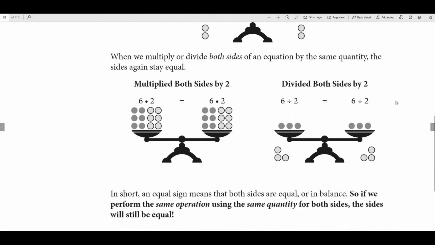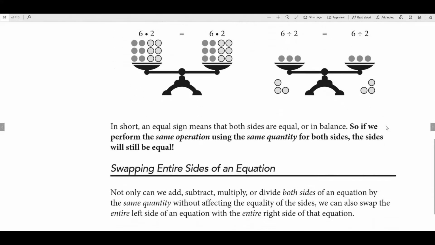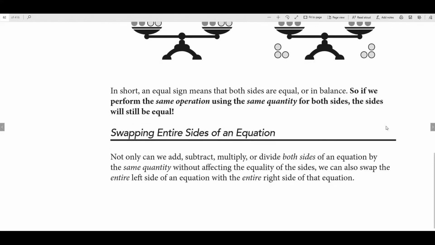Okay? When we multiply or divide both sides of an equation by the same quantity, the sides again stay equal. This one was multiplied by 2. You have to do it on both sides. Divided by 2, both sides. In short, an equal sign means that both sides are equal or in balance. So if we perform the same operation using the same quantity for both sides, the sides will still be equal.